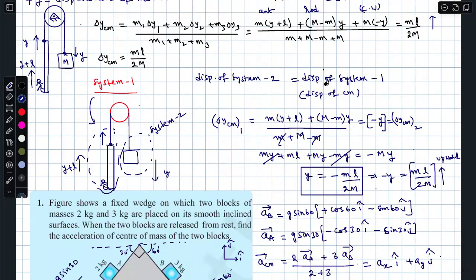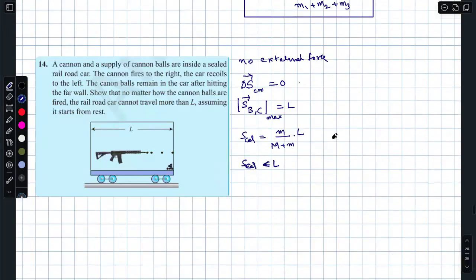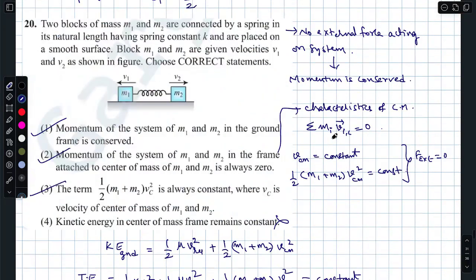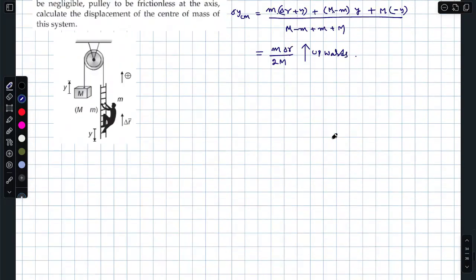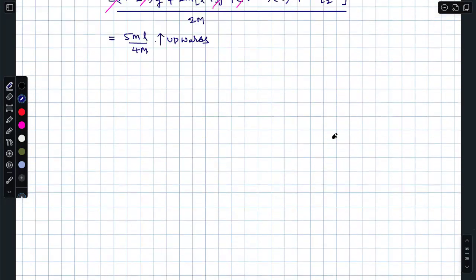Displacement of system 2 is displacement of system 1. Same copy. Only difference is the entities are different. So what I am writing is delta y center of mass of system 1 is delta y center of mass of system 2.